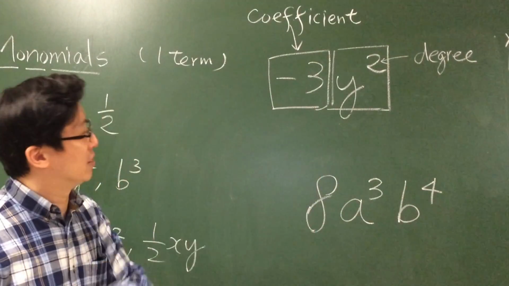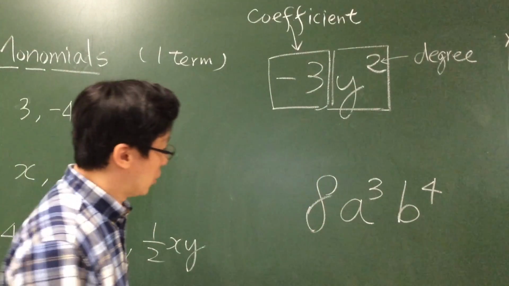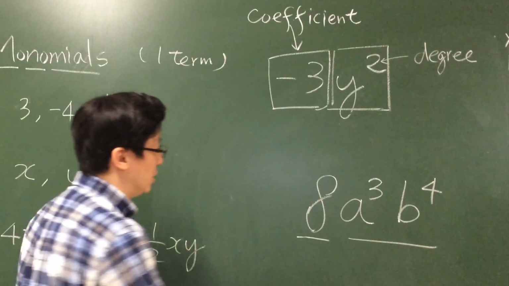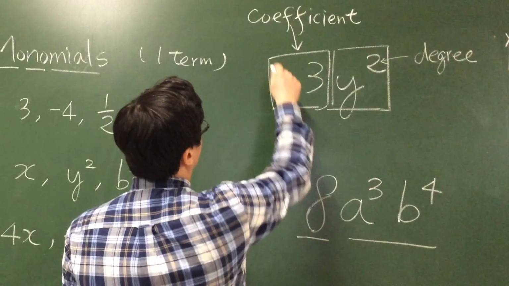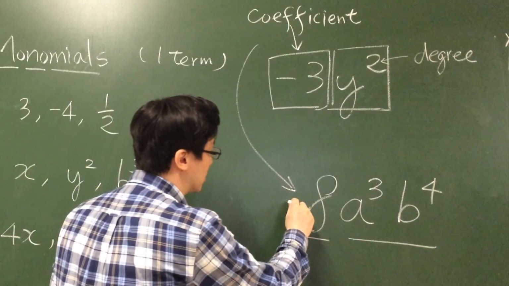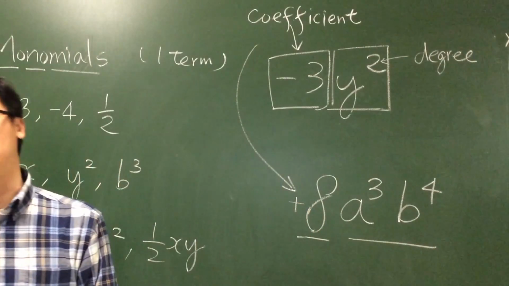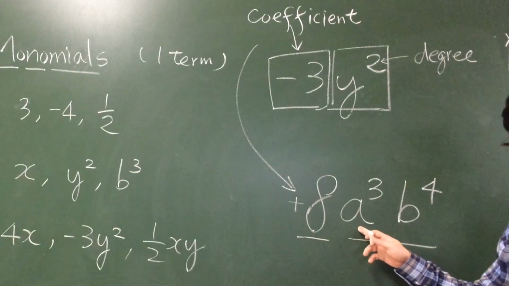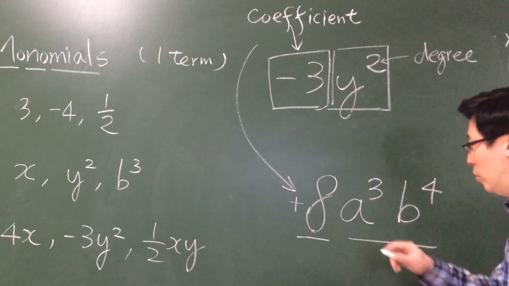And what about this more complicated term? Again, we can separate it into two parts. The first part is the number 8. Again, this is also called the coefficient. And note that this includes the positive sign before the number 8. And the second part will be a to the 3 and b to the 4.